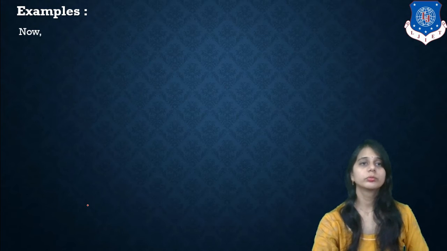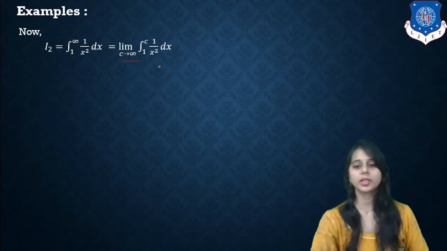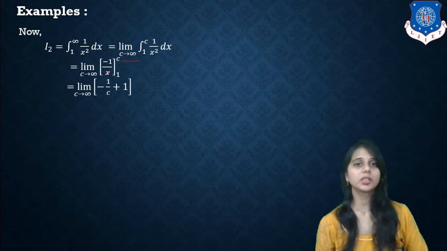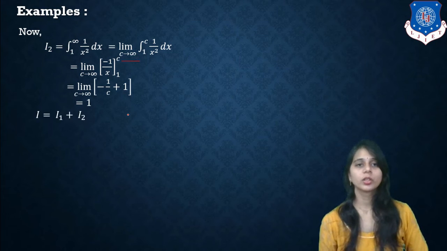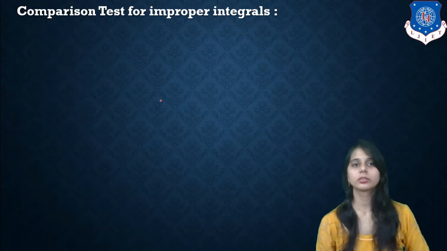Take I2: integration 1 to infinity 1 upon x square dx. We take c as infinity, so it is the integral from 1 to c of 1 upon x square dx. Now limit c tends to infinity of minus 1 by x, upper limit c, lower limit 1. Putting in the values, we get 1. So I1 plus I2 is infinity plus 1, infinite plus finite, which is infinite.